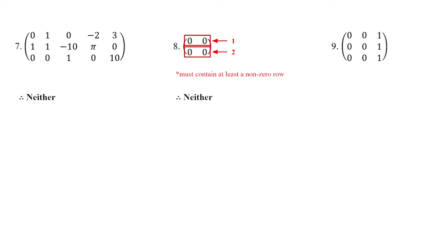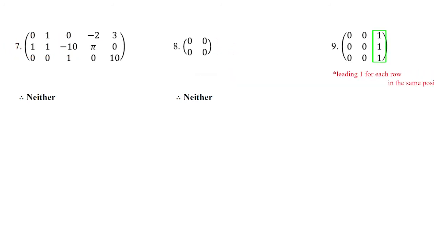Now for our last question, we can directly know it is not a RREM. It is not a REM because we can see that all the leading ones are in the same positions, which means it doesn't meet the criteria that the lower row leading one must occur farther to the right compared with the upper leading one. So that is all of my part.